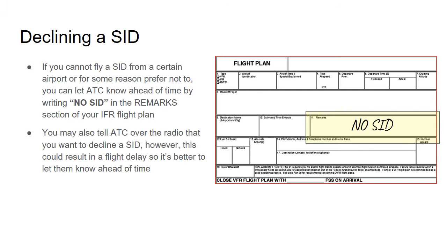If you cannot fly a SID from a certain airport or for some reason prefer not to, you can let ATC know ahead of time by writing no SIDs in the remarks section of your IFR flight plan. You can also just tell ATC over the radio that you want to decline a SID. However, that could lead to a flight delay, so it's better to let them know ahead of time if you can.